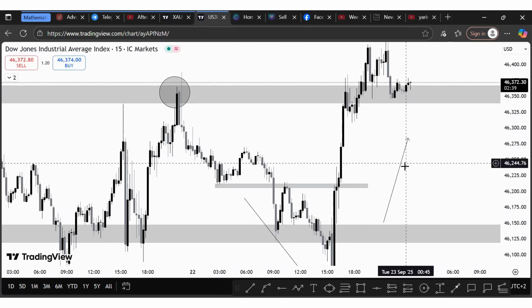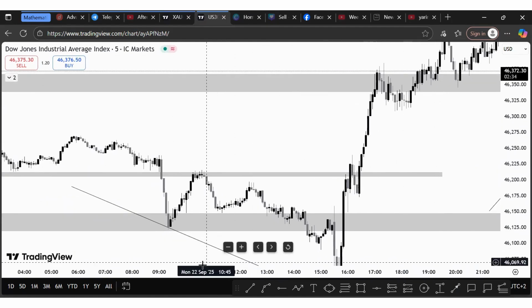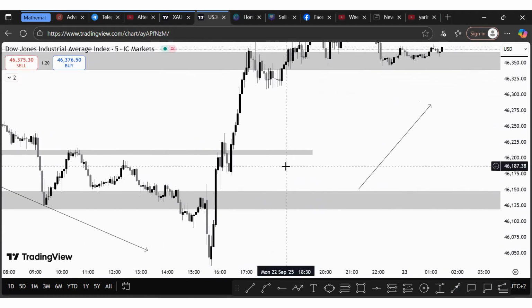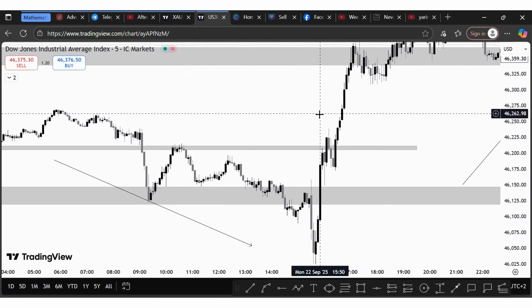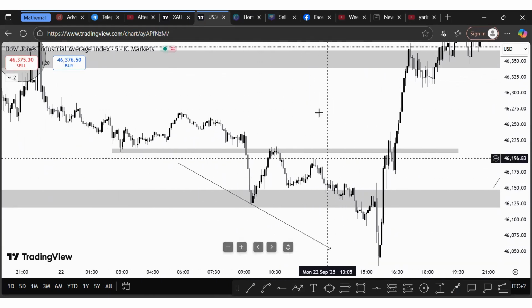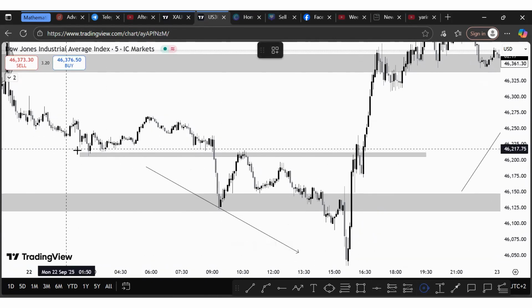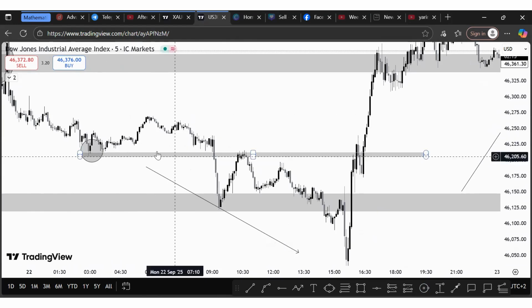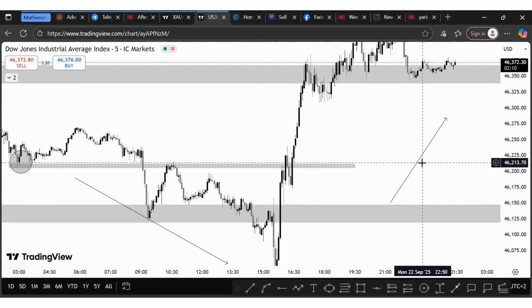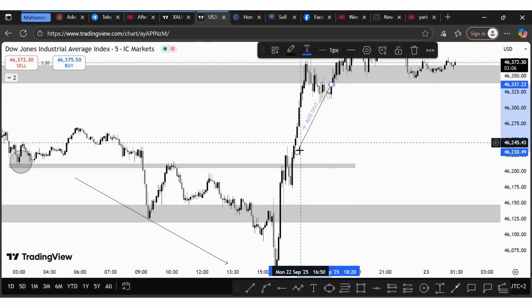Looking into this, we went down into 5 minutes. During the New York session, we had a nice push to the upside. We had to wait it out. Then we knew that anything above here would be bullish, because now we had an indication that buyers can step into this level of resistance. So you would want to buy around that level.